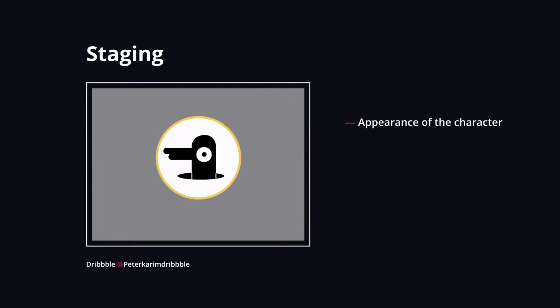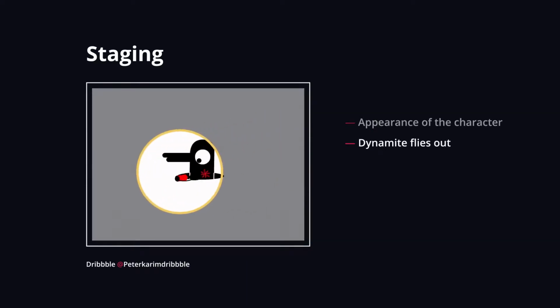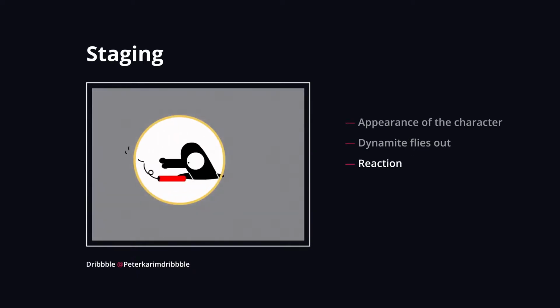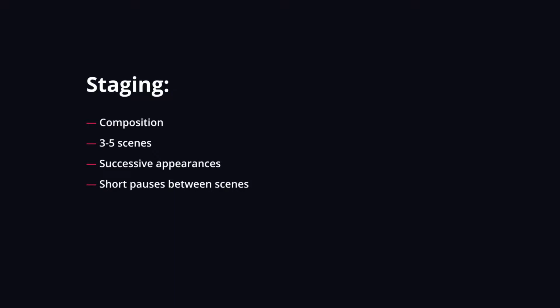Let's take a look at some examples. What are the main actions of the animation? The character appears. The dynamite flies in. The character reacts. It gets scared and tries to put out the fuse. And the final action. About 3 to 5 major scenes are enough for a logo.